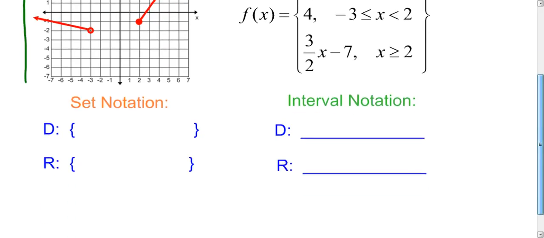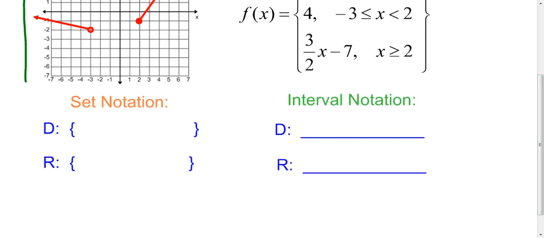Okay, so my domain in set notation would look like this. Every number, and in interval notation, it would go from negative infinity to positive infinity.